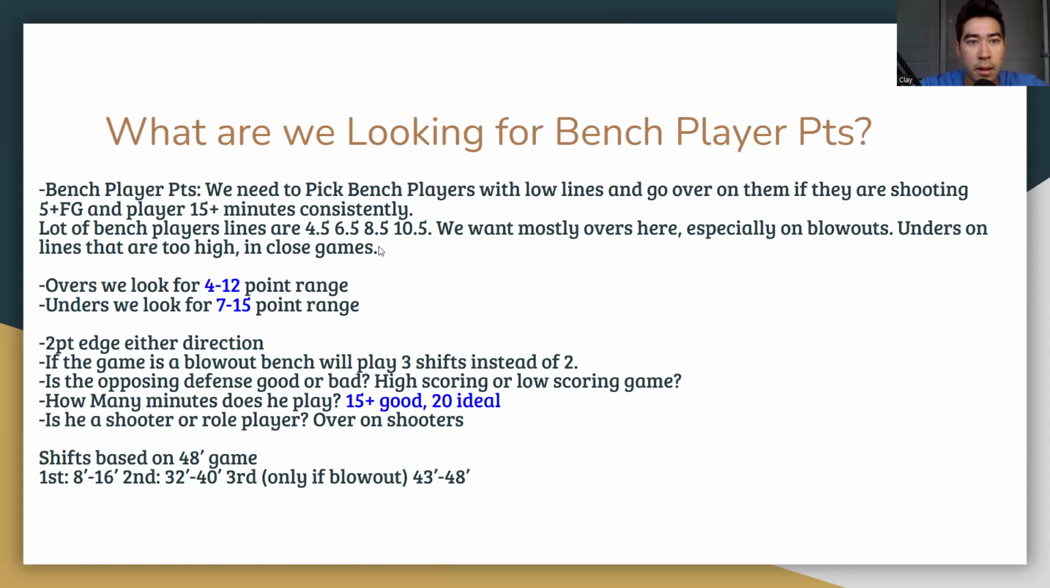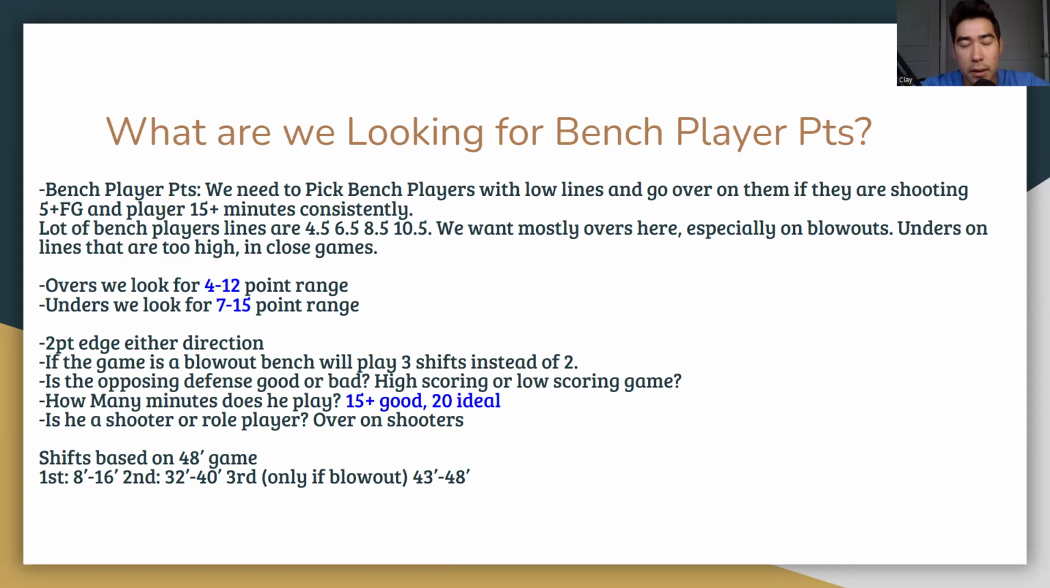And yeah, so what are we looking for on the bench players' points? This is going to be the last slide, but we need to pick bench players with low lines. Any of these lines here, 4.5, 6.5, 8.5, 10.5, they're all good to go over on. As long as they're shooting at least 75% of their line in field goal attempts, then we're good. So we're looking for 5+ field goal attempts and 15+ minutes played consistently. We want mostly overs here, especially on the blowouts.